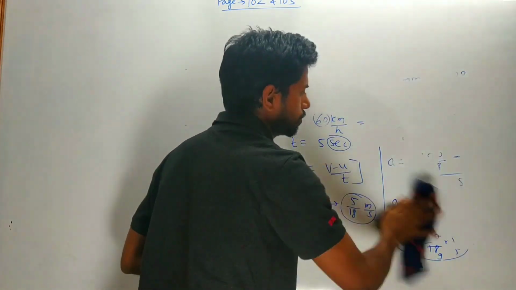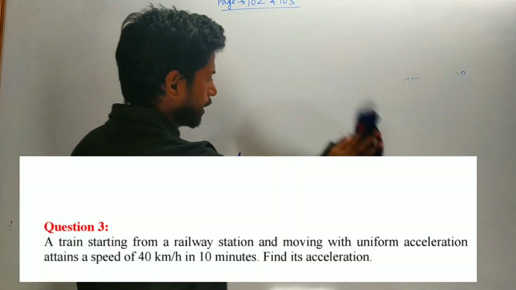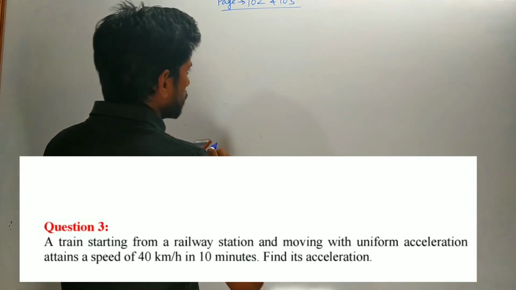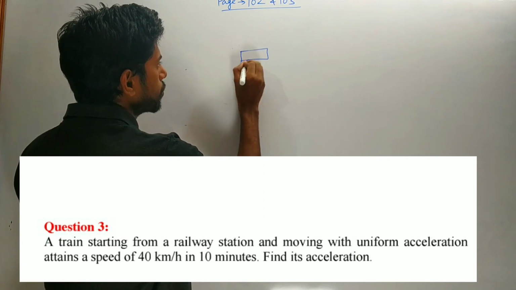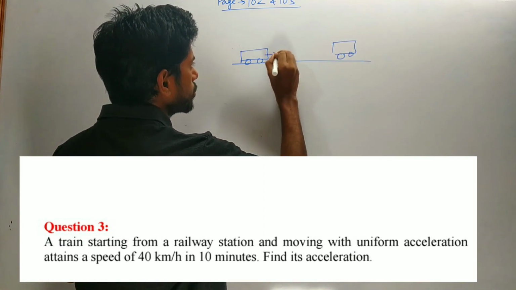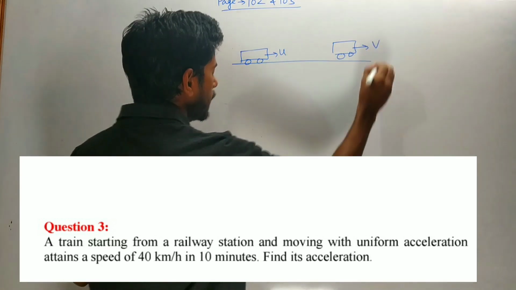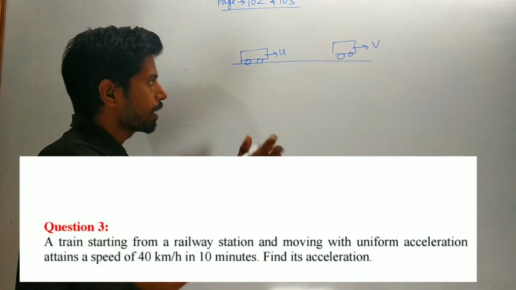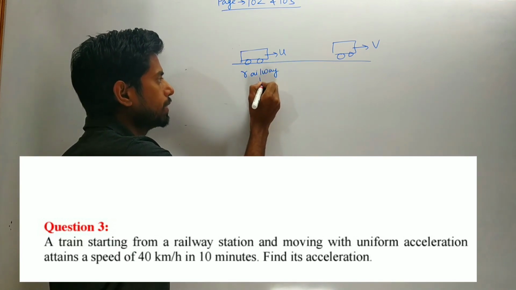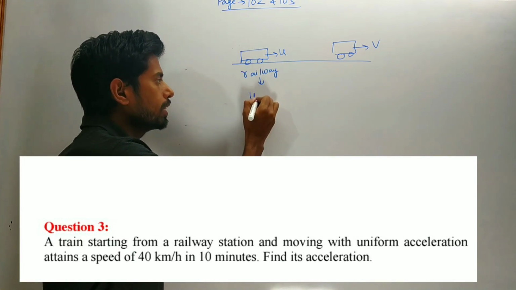Okay, so what is given? A train. Suppose this is a train. Its initial velocity is u, final velocity is v. In this question, it is given a train starting from railway station, means this is a railway station, and train is starting from railway station. It means we can say that initial speed is 0.